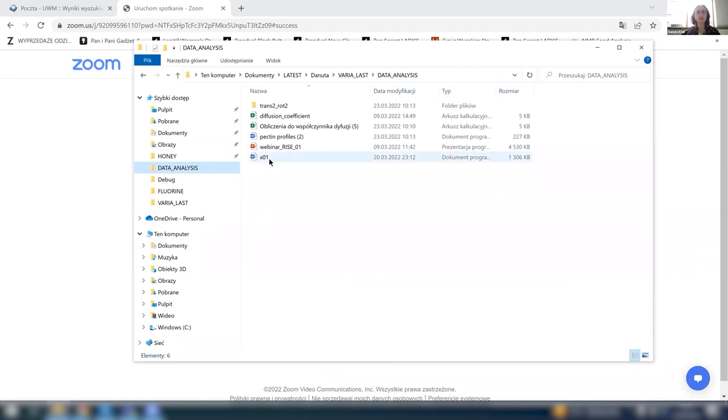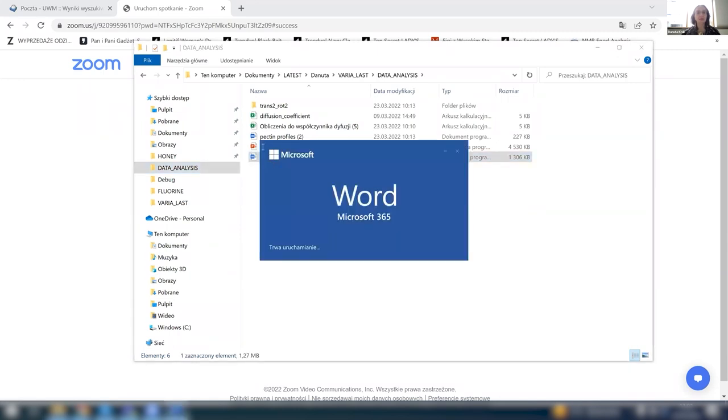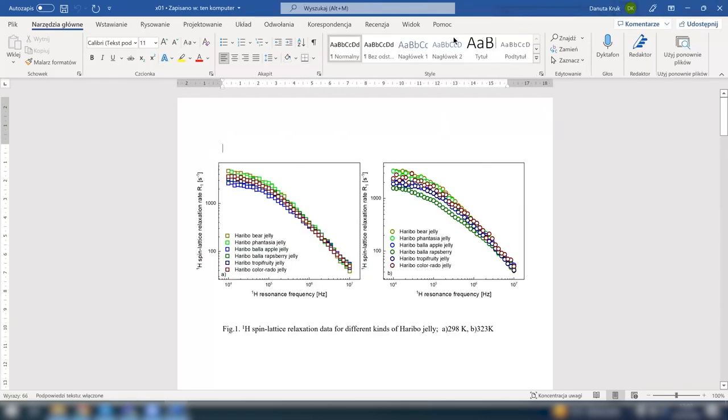And then I will open some data which we actually recently collected. Just a moment. Okay, so there are data for some Haribo gels. You see, we took 6 different gels and we performed the field cycling studies at 2 temperatures. It was at room temperature, and here the temperature was higher. And as you can see, there are some differences at room temperature between different gels. They manifest themselves mainly in the low field range. And the differences are much higher when we go up with temperature.